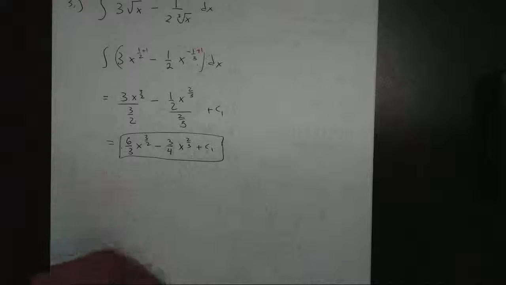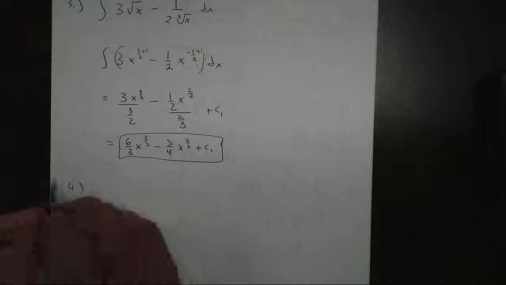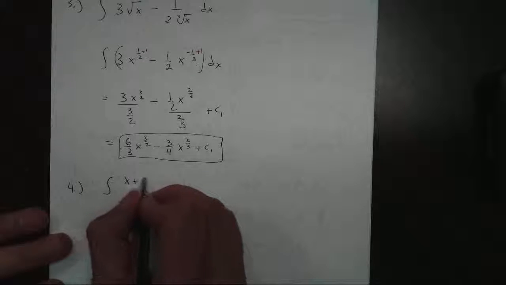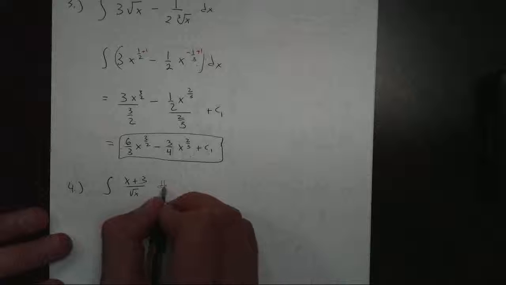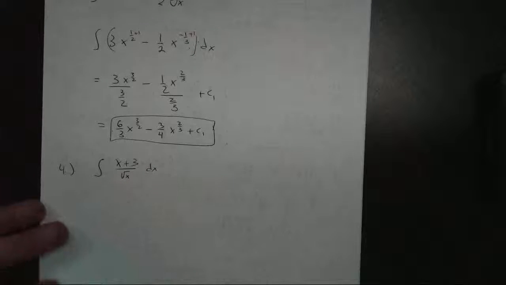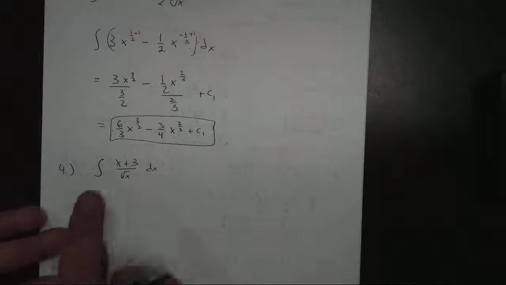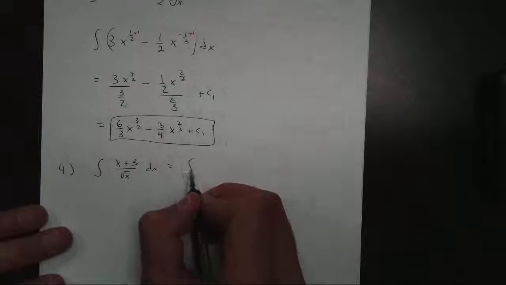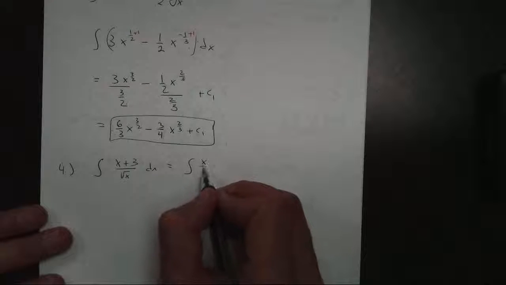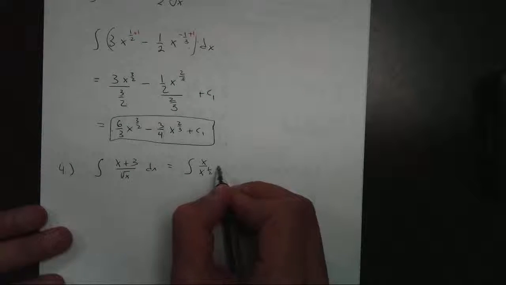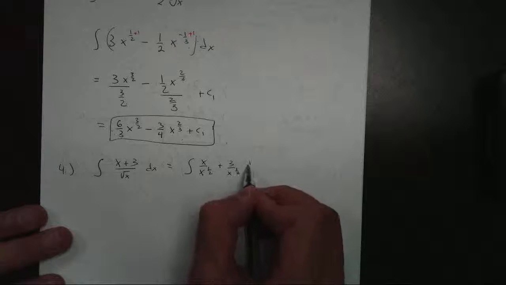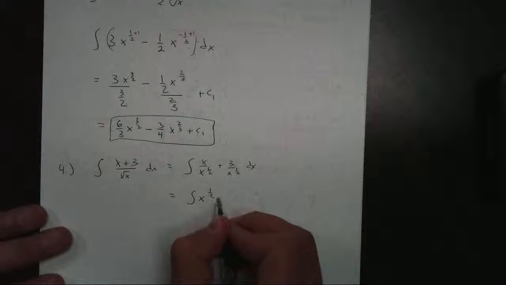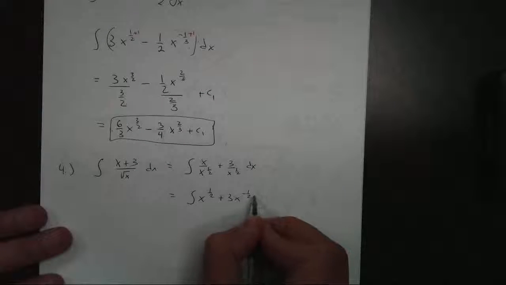And I know what you're thinking. What about trig? Well, before we get to trig, let's take a look at this one right here. If I have the antiderivative of, let's say, x plus 3 over the square root of x. Now, there is no quotient rule. Okay? There is no quotient rule. But what I can do is I can split this. Split your fraction. This becomes x over x to the 1/2 plus 3 over x to the 1/2 dx. And I can rewrite this. X to the 1/2 plus 3 x to the negative 1/2 dx.